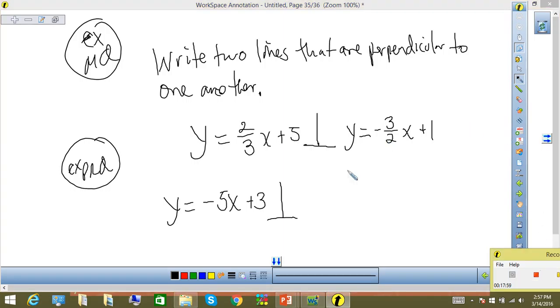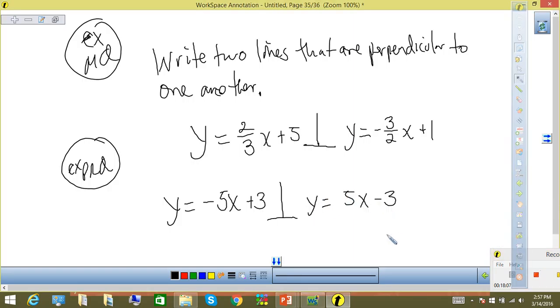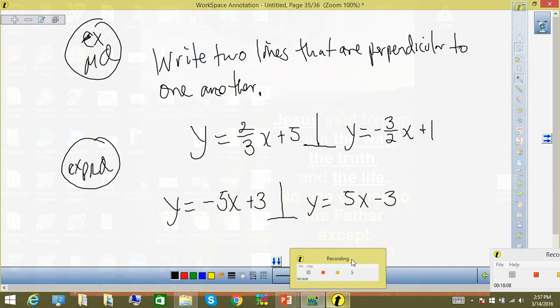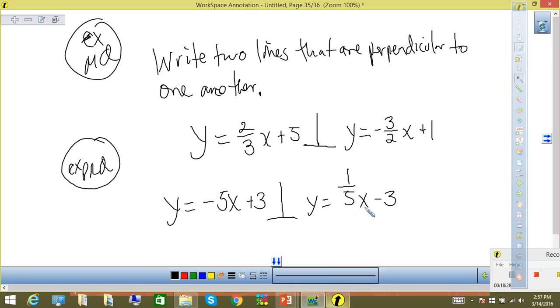Okay, Jonathan, what'd you get? Y equals 5x minus 3. Hands if you agree with that. Nope, that is incorrect. Who can fix it? Fix this one that they gave us. Go ahead, Anissa. 1/5x minus 3. Hands if you agree that this is perpendicular to that one.